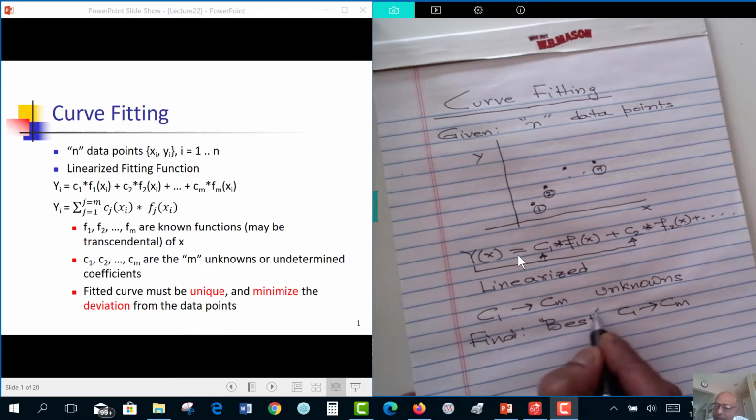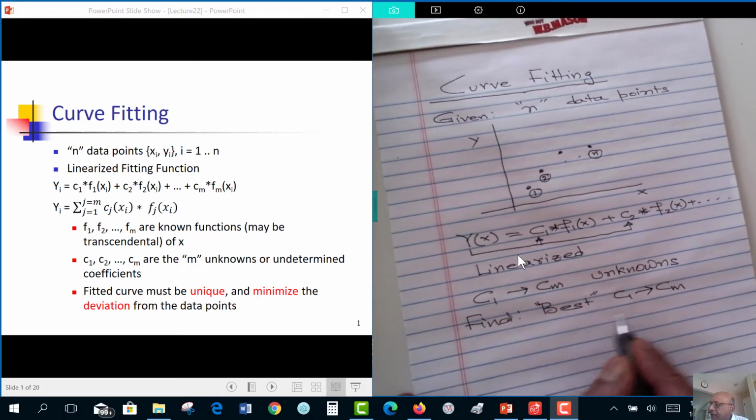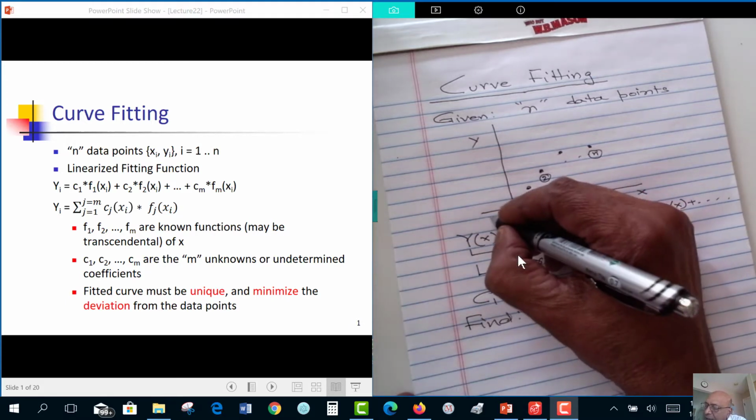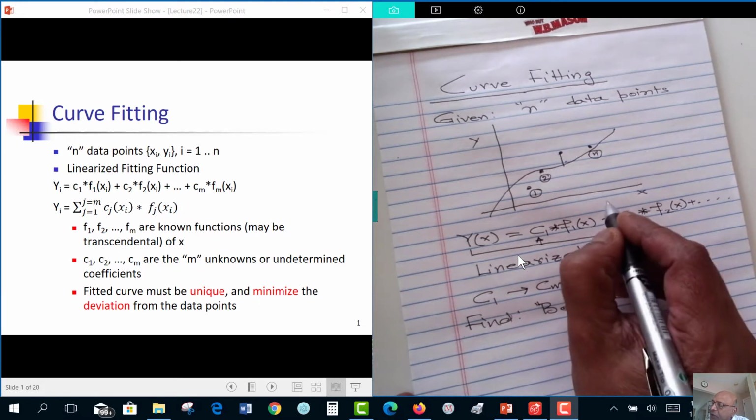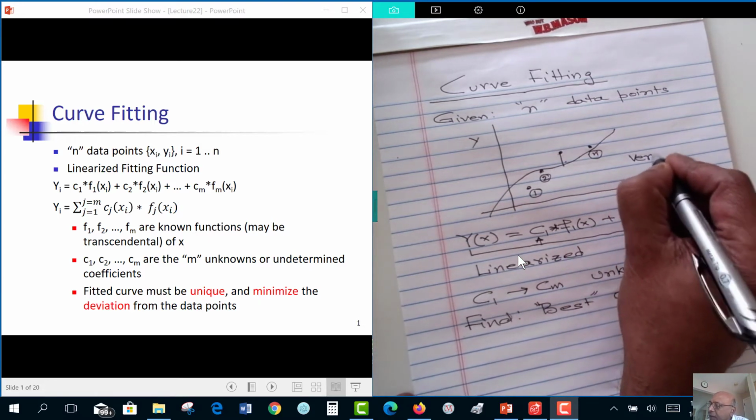What do we mean by best? Best in the sense that these values should be unique and the curve should minimize deviation from the data points. So if we fit some kind of a curve here, we are defining our deviations to be vertical deviations.